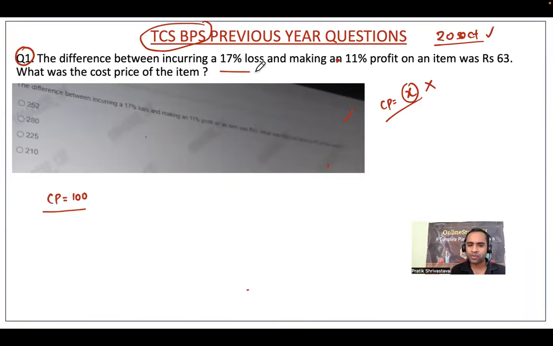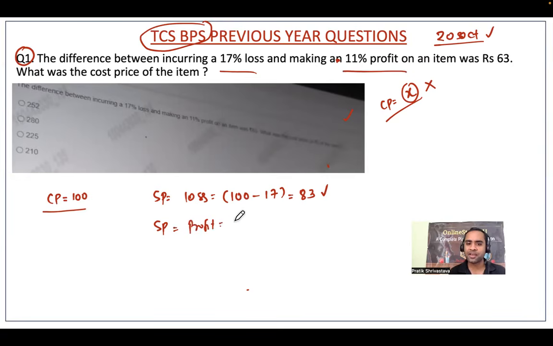Now, what is the loss here? 17% means nothing but 17 rupees, right? So 100 minus 17, that is 83. So in case of loss, at what price will you be able to sell? 83. And when making a profit of 11%, 11% of 100 is nothing but 11 rupees. So you can directly write 111.